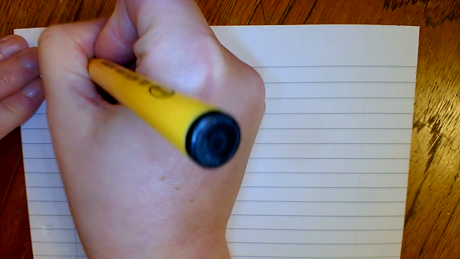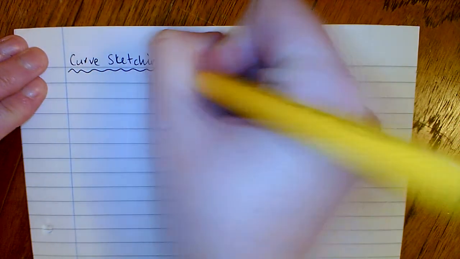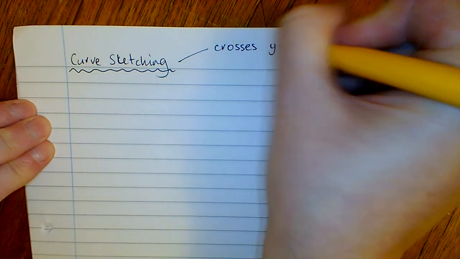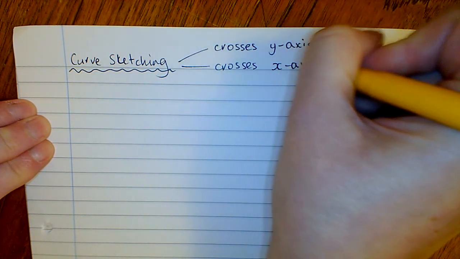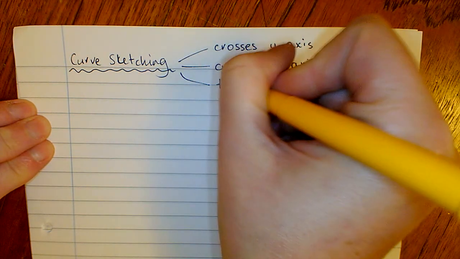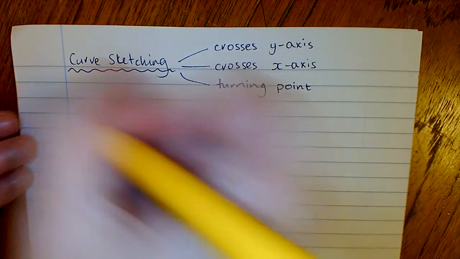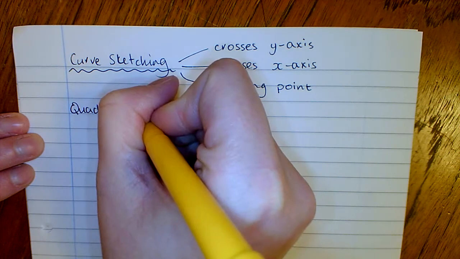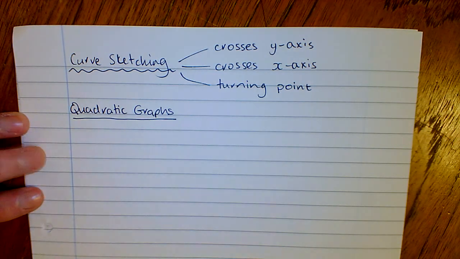Okay, so we're going to look now at curve sketching. This is quite often a really big question in your exam. And to sketch a curve properly, we need to know where it crosses the y-axis, where it crosses the x-axis, and we need to know about the turning point, where it is, and is it maximum or is it minimum. So we'll start off by looking at quadratic graphs, and then in the next exercise we'll move on to cubic graphs.